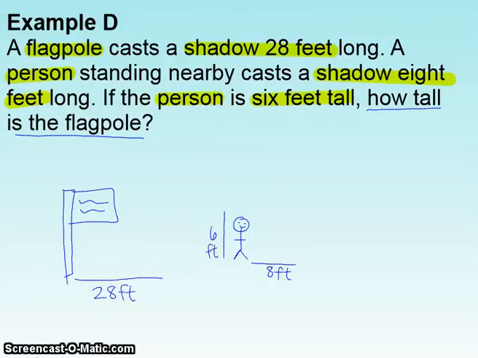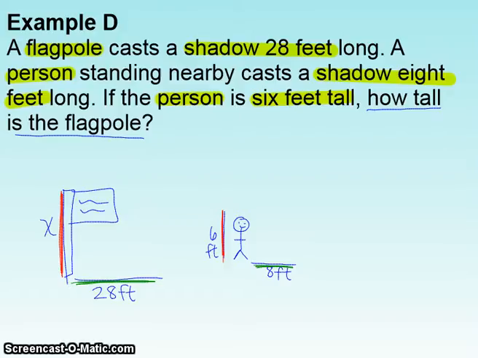So what I have to do, it says how tall is the flagpole. So I don't know how tall the flagpole is, so I'm going to use a variable. I'm going to use x. I need to color code, so let's go ahead and color my height of my person in red, because those correspond to each other. And then let's go ahead and color our shadows green.